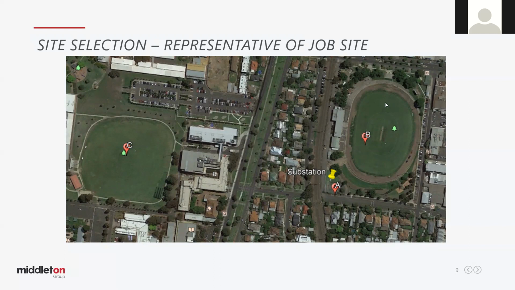If there was, we've got a nice park nearby, and don't be afraid also to go even a bit further away. You can go hundreds of metres away. As long as the terrain is similar to where your job is going to be, you'll find it's a good representation of the soil res for the site you're going to be working on.